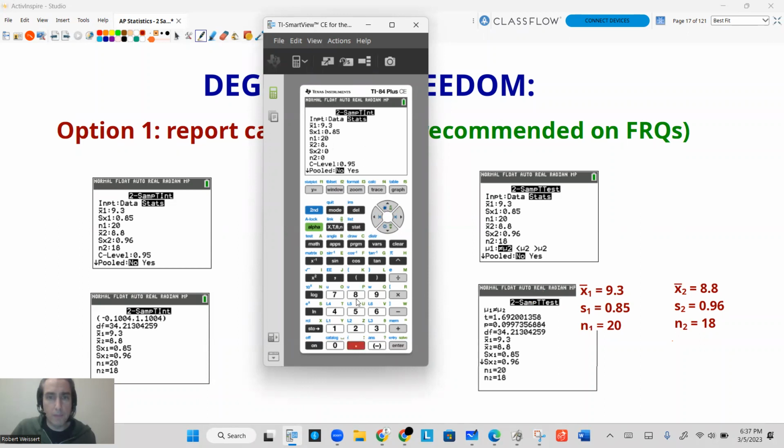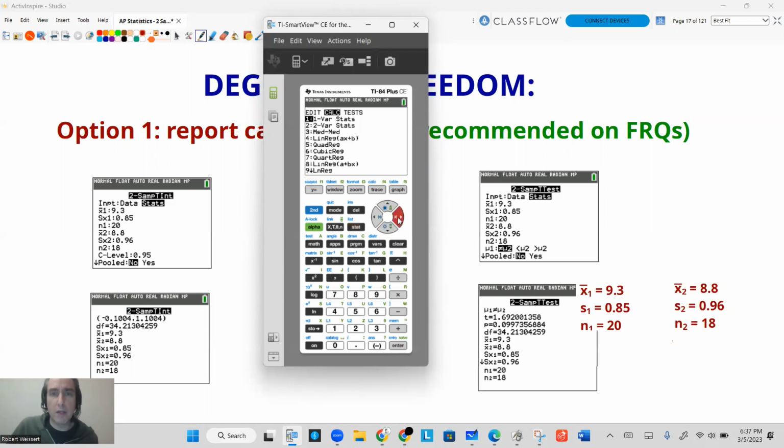We got 8.8, 0.96, and 18. I'm going to keep my confidence level at 95%, keep it unpooled, and go to calculate. And you should get your interval here about -0.1 to positive 1.1 with a degree of freedom of 34.21. I'll explain what that degree of freedom means a little bit later. And you'll have all your sample statistics that were provided to you already.